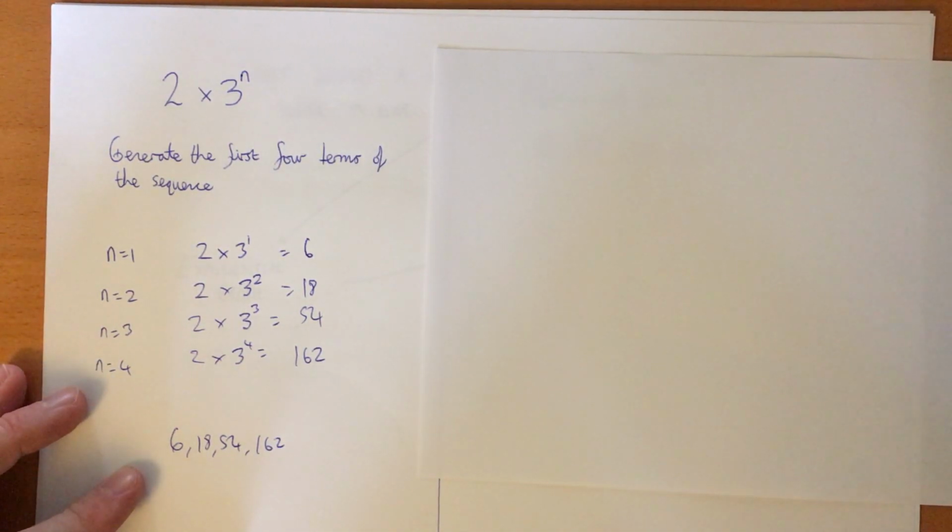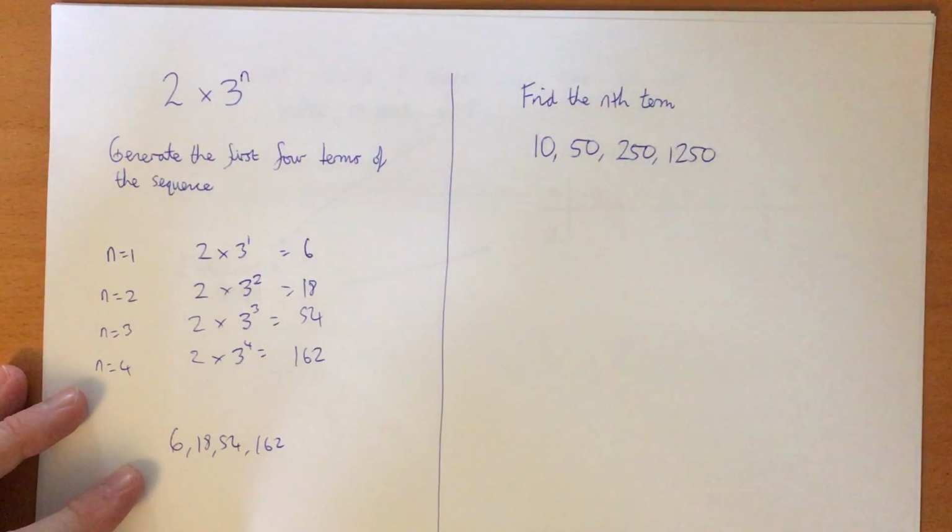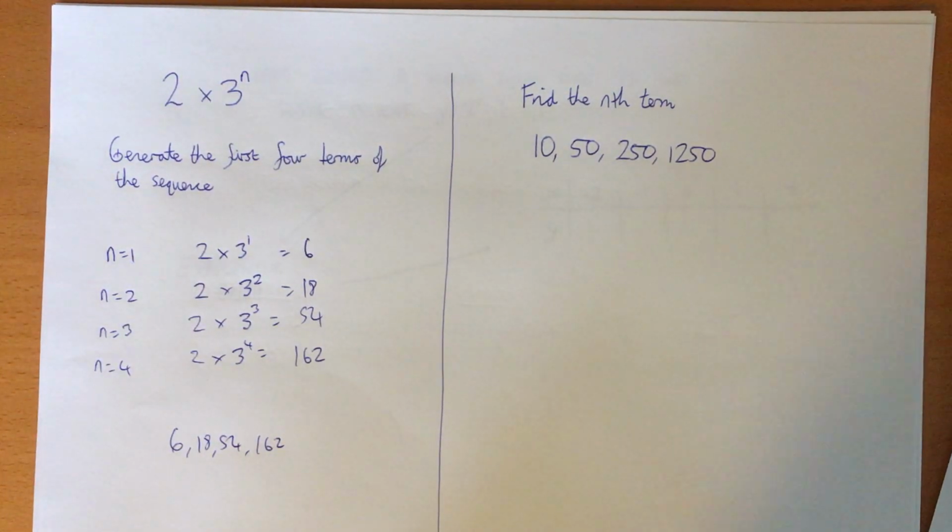Okay, so that's relatively straightforward for us. Now, let's have a look at this one here. Now we want to find the nth term. Now again, this is a different method to how you do it for linear and how you do it for quadratic, which I know you've seen before.